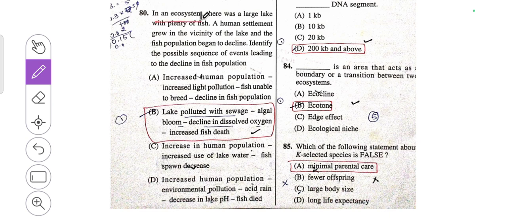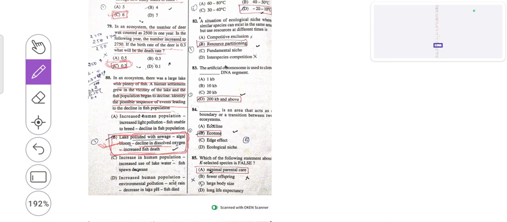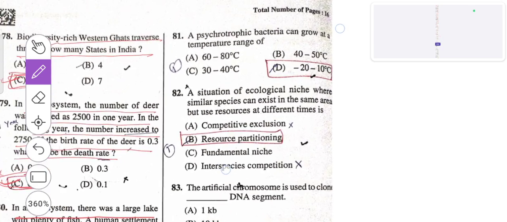80 question. In an ecosystem, there was a large lake, plenty of fish. Human settlement grew in the vicinity of the lake, and the fish population began to decline. Identify the possible sequence of events leading to the decline in the fish population. That is because the lake was polluted with sewage. Due to that, algal bloom has formed. Algal bloom results in a decline in the dissolved oxygen and increase in fish death. So it is nothing but the magnification, that is eutrophication. Then 81.